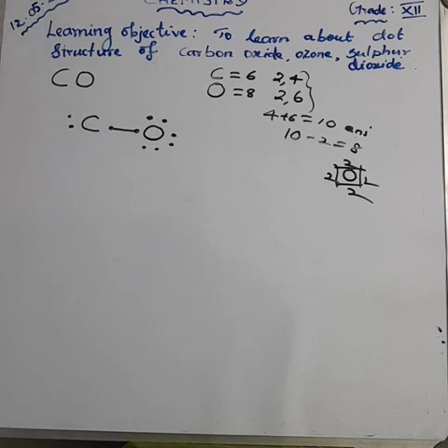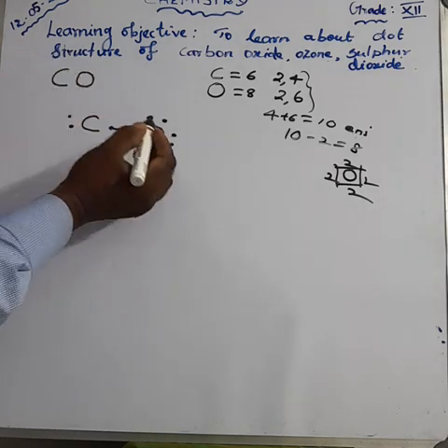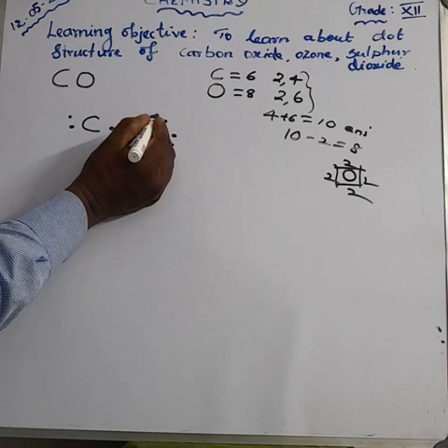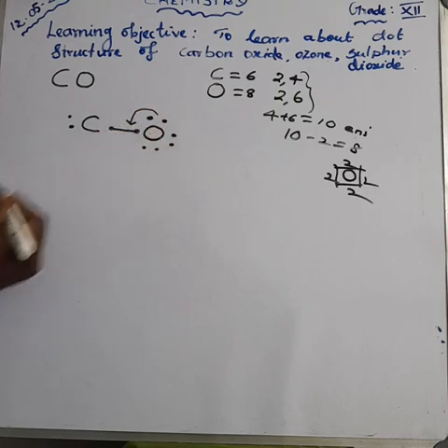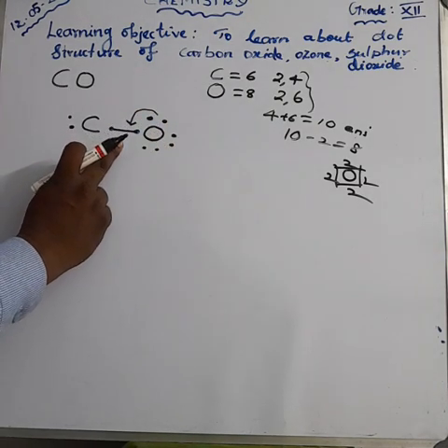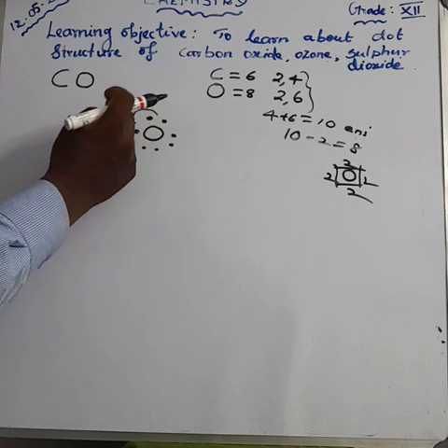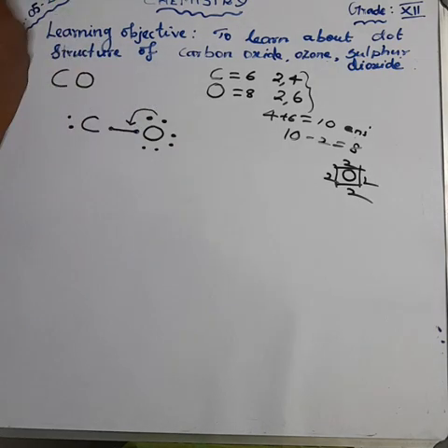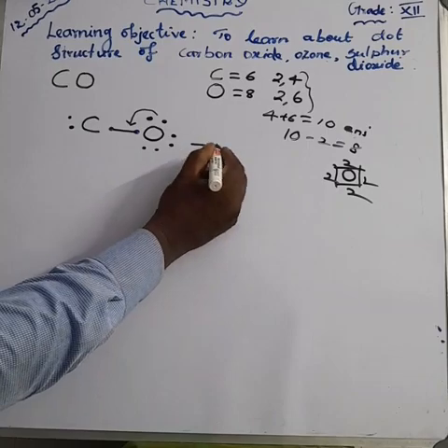Before that, it exhibits a canonical form. That means there is another structure also. For example, suppose I take these 2 electrons to here, then here it now has a single bond. Suppose the 2 electrons come here, then it becomes what? A double bond. Am I right?